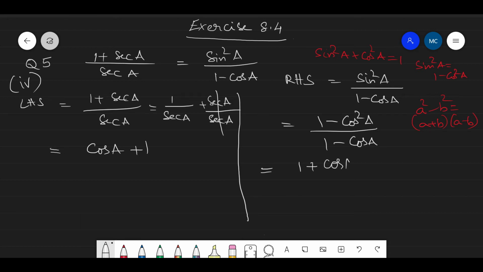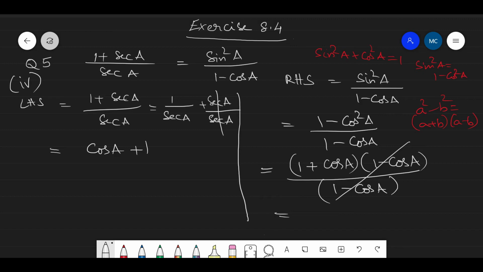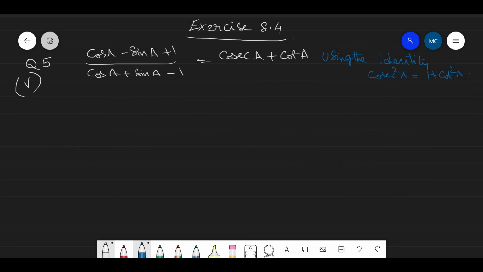cos A into 1 minus cos A by 1 minus cos A. Now you can cancel this 1 minus cos A and 1 minus cos A. You are left with 1 plus cos A. So the other side in LHS we got cos A plus 1. Here we got 1 plus cos A. Both are same. And this is the best way to do this problem. Okay, we'll see the next problem.